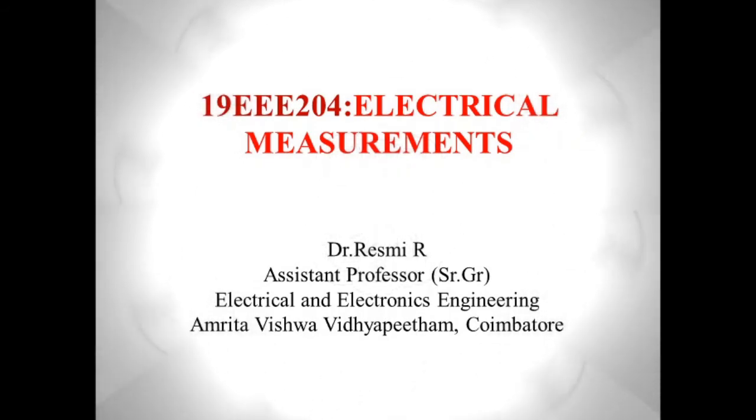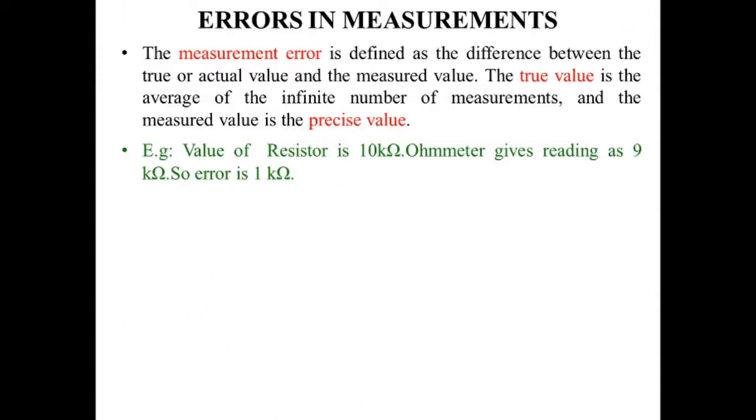In this lecture of electrical measurements, I'll be discussing errors in measurements. The measurement error is defined as the difference between the true or actual value and the measured value. So, what is this true or actual value? This true or actual value we can get by taking an average of an infinite number of measurements, and the measured value is the value which we take at that instant of time, which we call the precise value as well. So the difference between the true value and the measured value we call the measurement error.